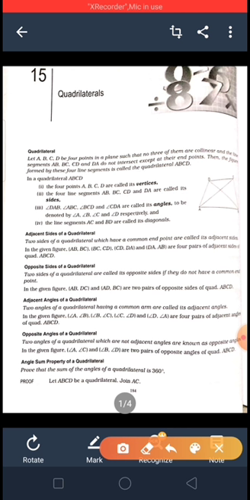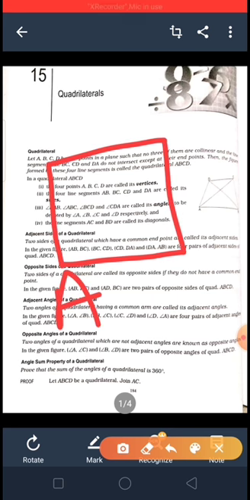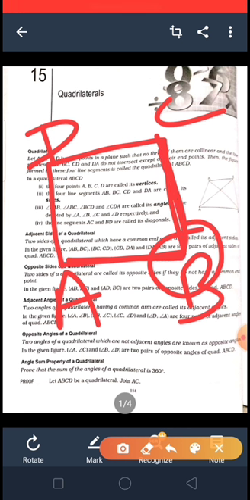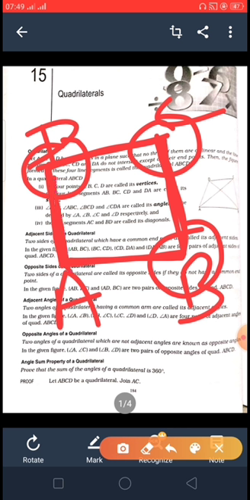Now adjacent sides of the quadrilateral. Adjacent sides means two sides of the quadrilateral which have a common end point are called adjacent sides. For example, look at this figure, A, B, C and D. Suppose AB and BC, the common point is B, so AB and BC are adjacent. Similarly BC and CD are adjacent, C is the common. CD and DA are adjacent, D is the common. DA and AB are adjacent, A is the common vertex, clear.